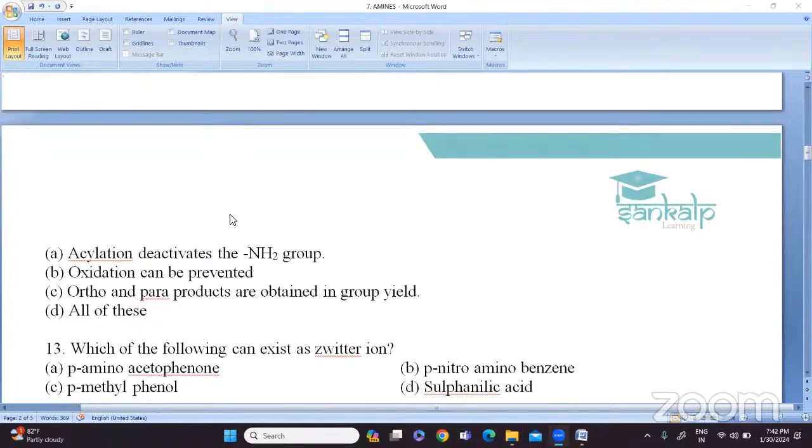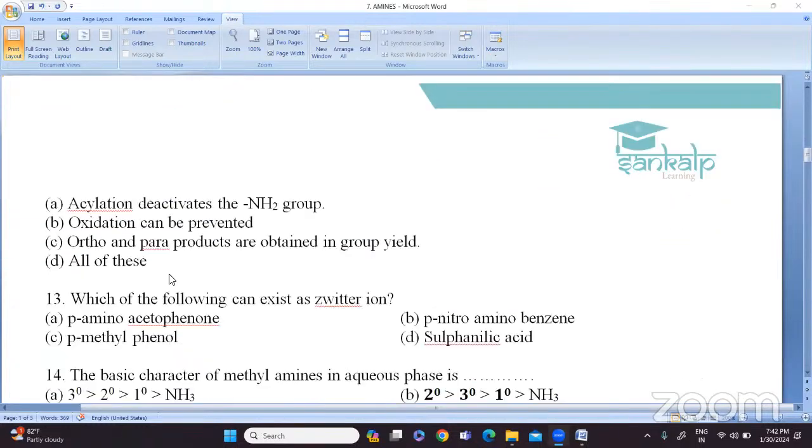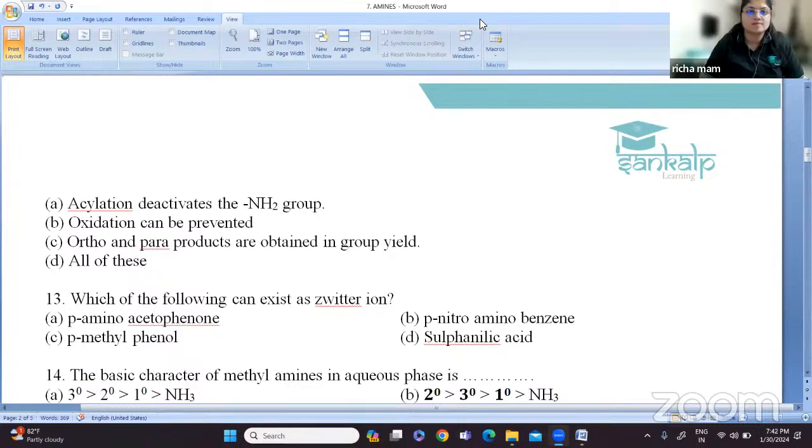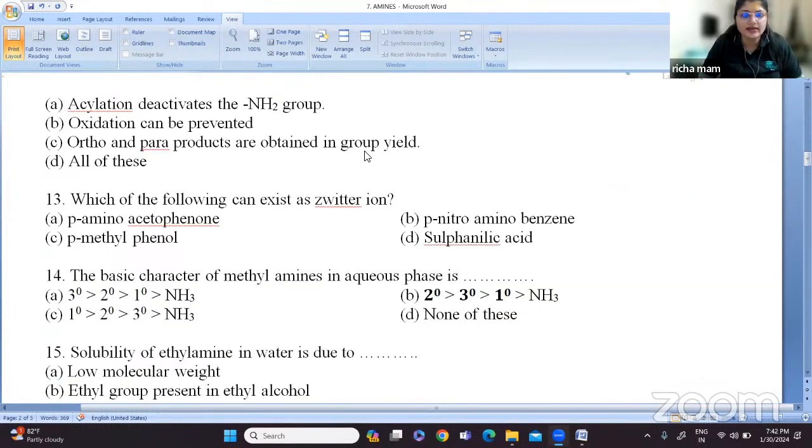So nitration of aniline is carried out after acylation. Acylation will deactivate the NH2 group, which is a highly activating group, and otherwise it will result in a reaction between the NH2 and nitric acid. Because of that, oxidation of aniline can be prevented. Ortho and para products are obtained in good yield. So all of these. Option D is correct.